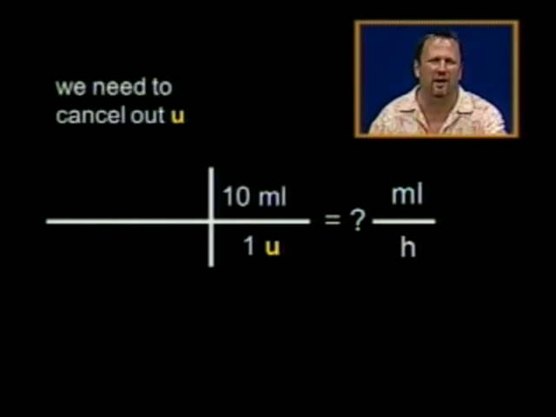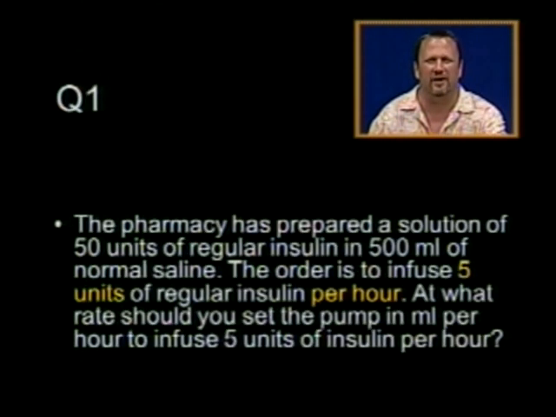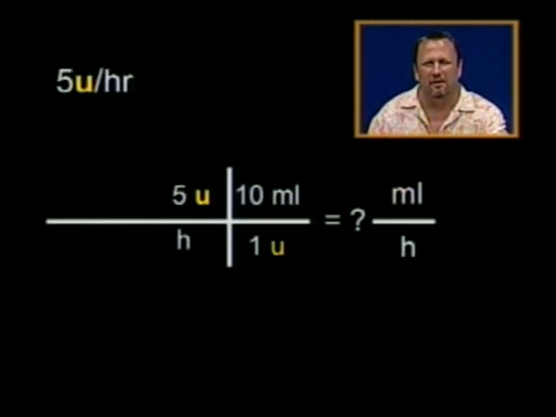Well, what do we need to do now? We need to get rid of units. That little unit down at the bottom, the little U unit. We need to cancel that out. And how are we going to do that? Well, let's look at the question. 5 units per hour. By putting the 5 units on top, we have a unit over a unit, which cancels itself out. And look, I'm left over with mils per hour.